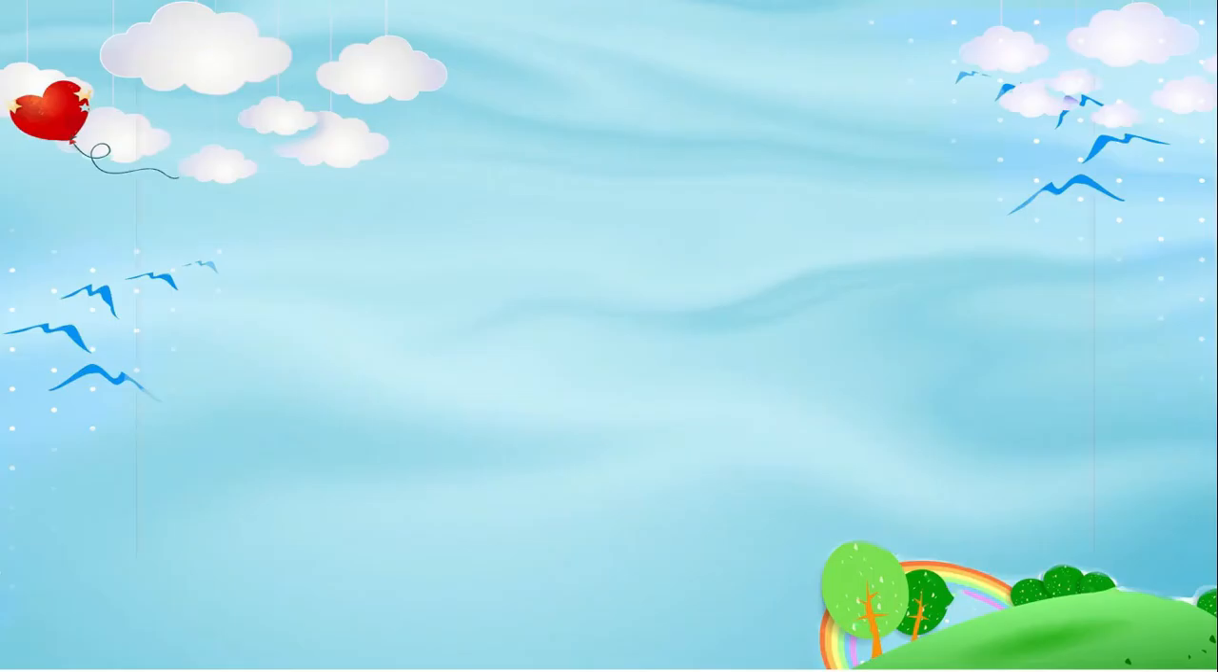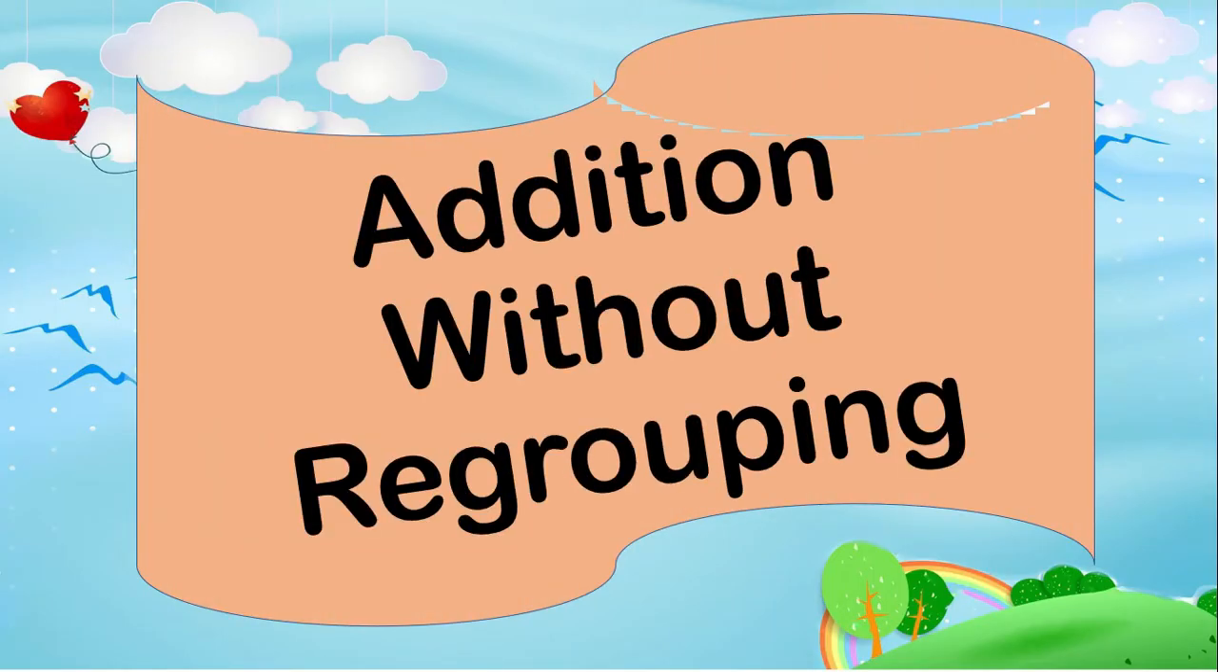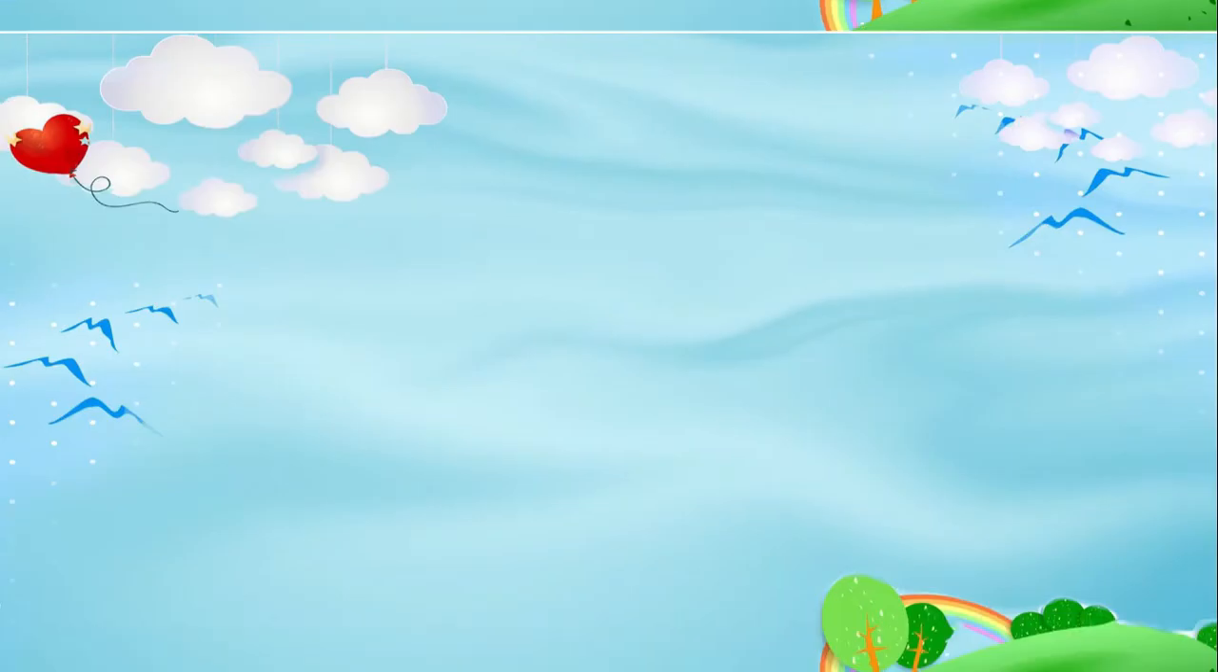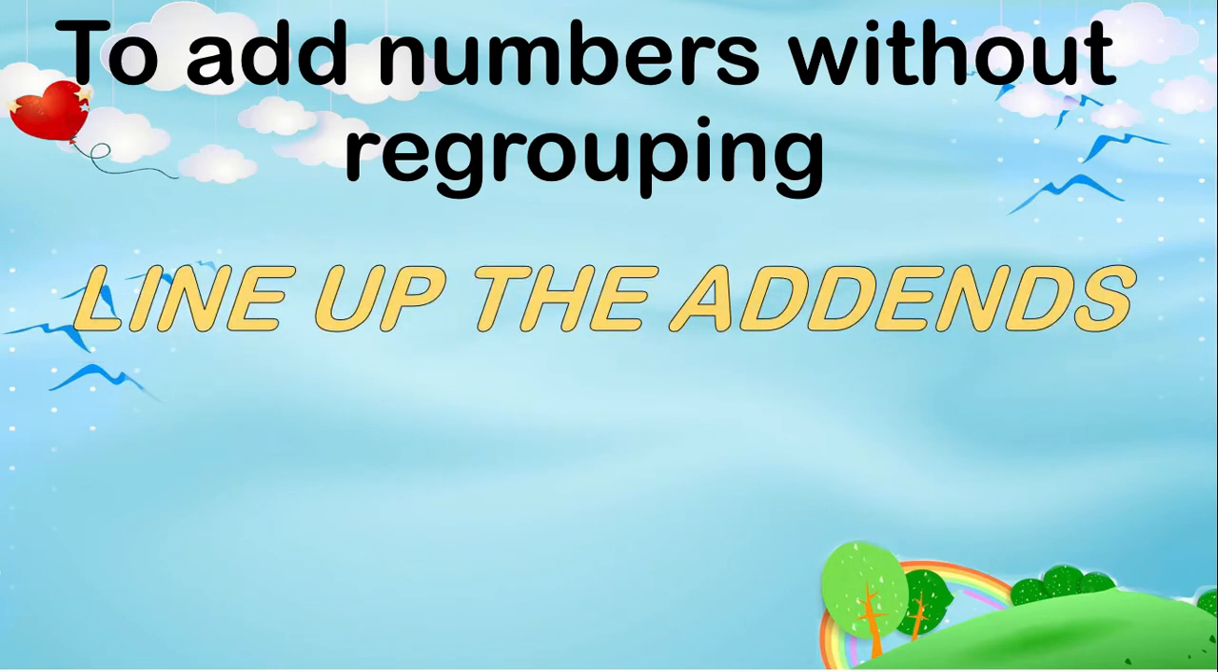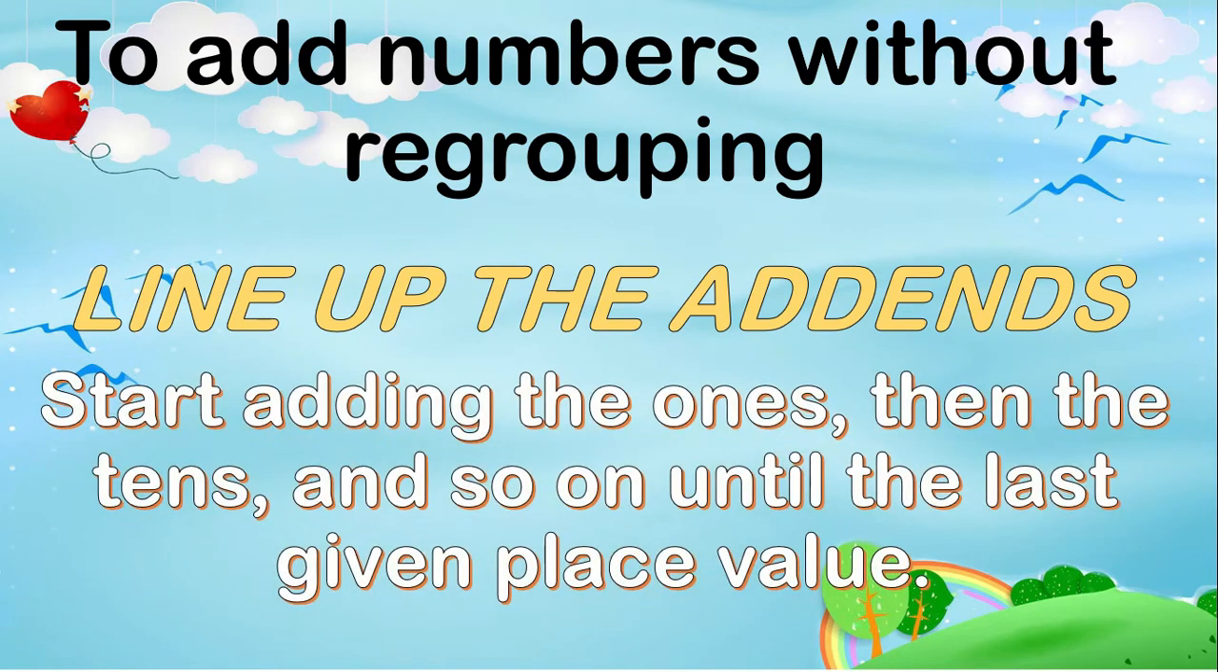So today, we will have a new topic. We will discuss addition without regrouping. To add the numbers without regrouping, you will line up first all the addends and start adding the ones place, then the tens place, and so on until the last given place value.